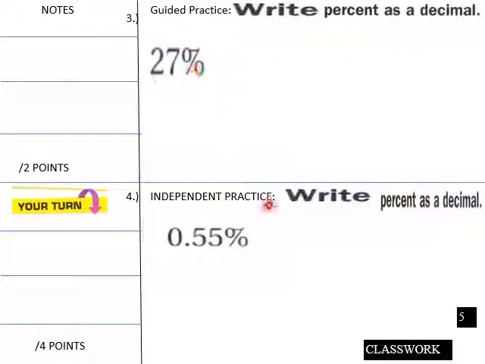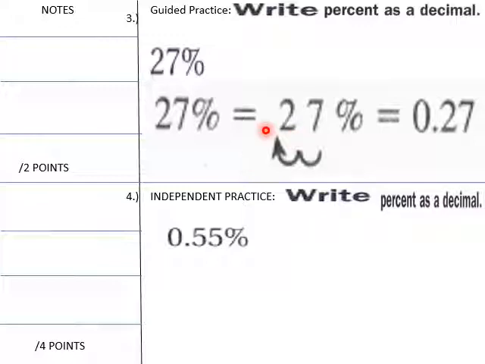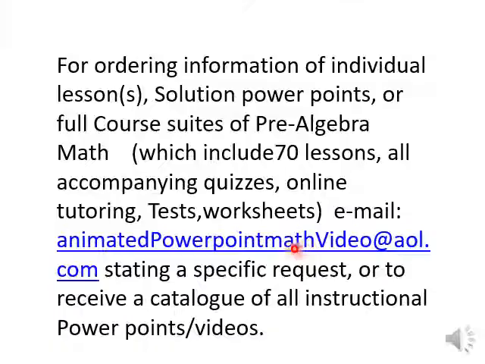Okay, our next guided practice. Write the percent as a decimal. For 27%, we move it to the left, and we have 0.27. Students, this is yours here, and that is Lesson 7.3, Part 1. Part 2 and Part 3 are available at the email. Thank you.